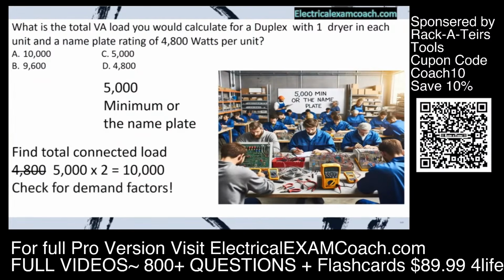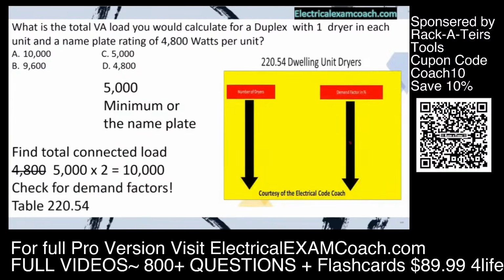Now we check for demand factors. For this, we head over to table 220.54. And we're going to find that the 1 through 4 range is calculated at 100%. And we're going to select A.